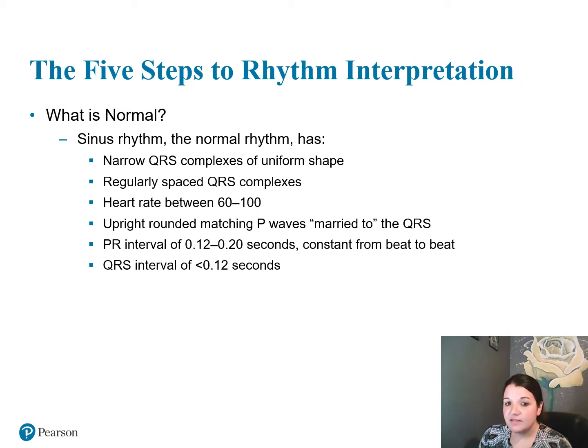Your P waves need to be upright and matching. Same thing, they need to be uniform. They just threw in the word matching here. And they also need to be married to the QRS, meaning for every QRS, there needs to be a P wave. For every P wave, there needs to be a QRS, meaning they are married. Your PR interval, there are the rules that we've already discussed. It needs to be 0.12 to 0.20 seconds, and it needs to be the same in between each beat, in between each QRS complex. And your QRS interval needs to be less than 0.12 seconds, meaning it is a narrow QRS.